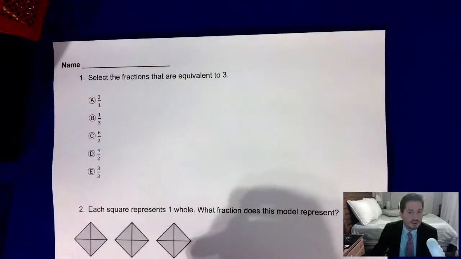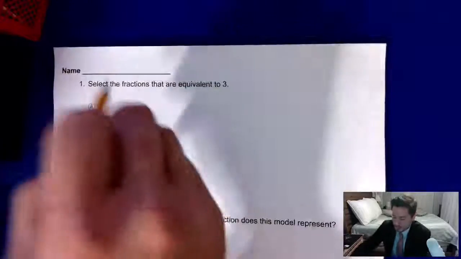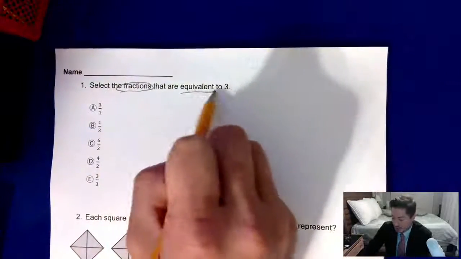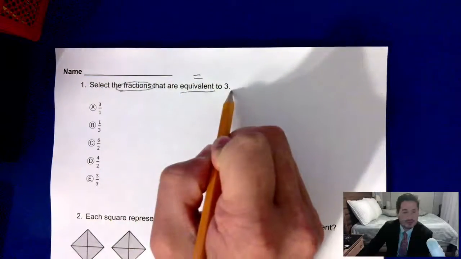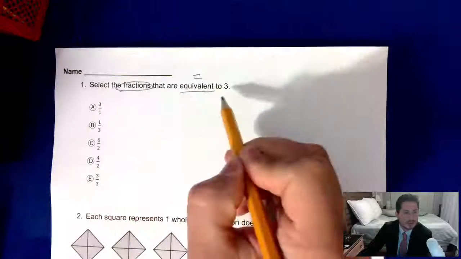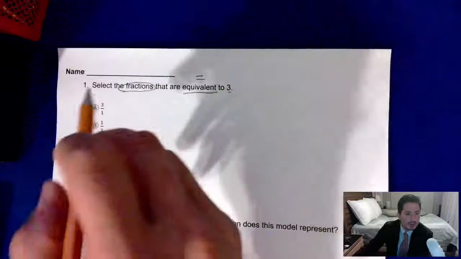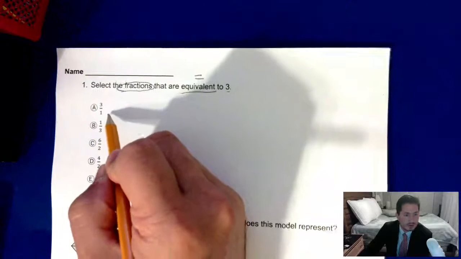Select the fractions that are equivalent to 3. So fractions, it's going to have a numerator and the denominator. Equivalent means equal to 3. So some of these fractions are going to be the same thing as 3. 3 is going to be a whole number. So let's get to drawing some models.